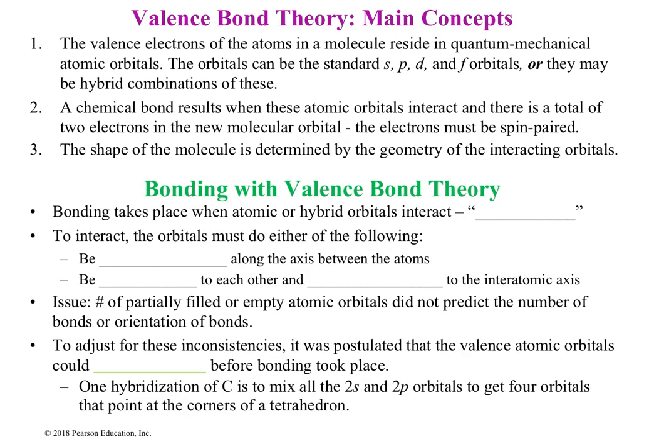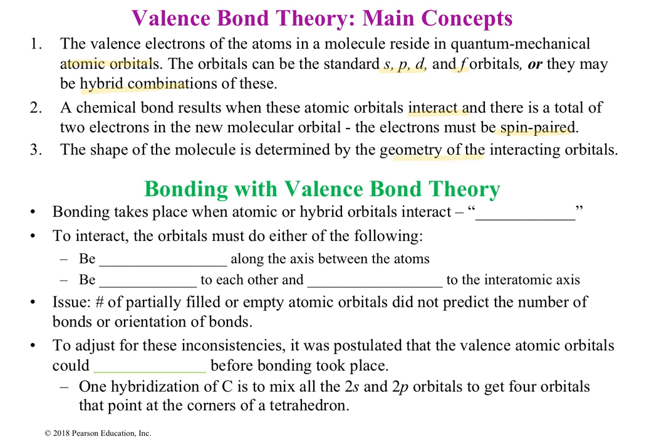Our main concepts again are that our valence electrons are living in atomic orbitals. They can live in regular old s, p, d, and f orbitals, or they might reside in hybrid orbitals. Our chemical bonds happen when there's some kind of interaction between the orbitals and there's a spin pairing of our half-filled orbitals, and the shape will be determined by the geometry of that.